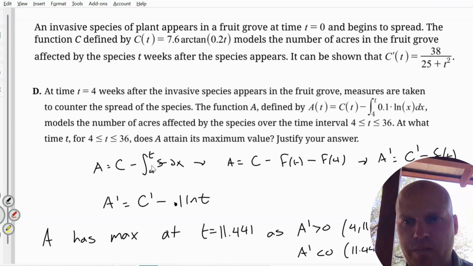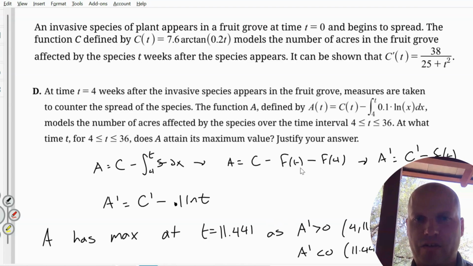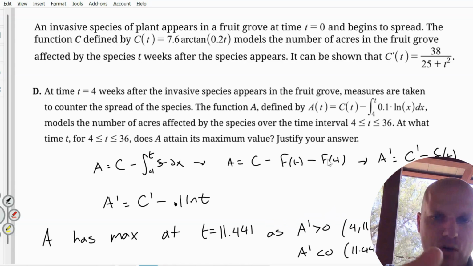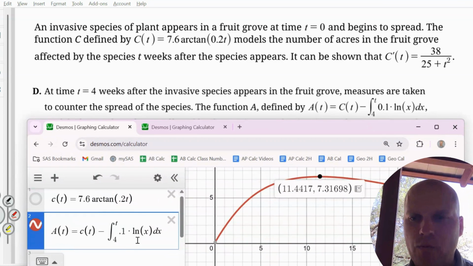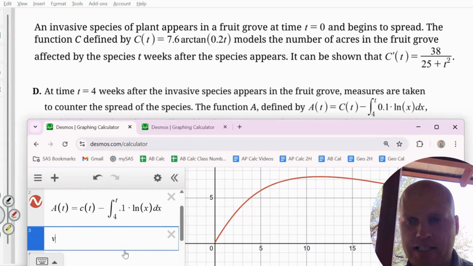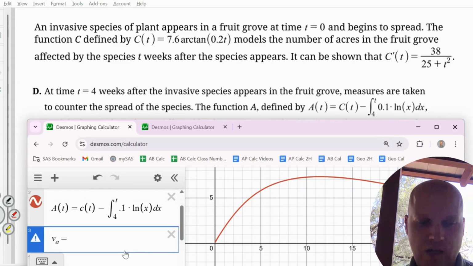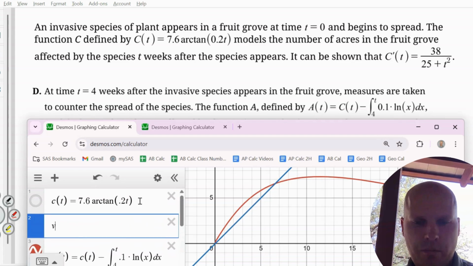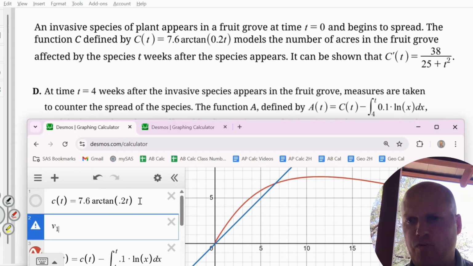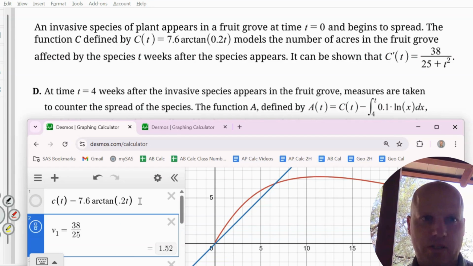It's using the second fundamental theorem of calculus, saying the accumulation of this is really like the antiderivative at t minus the antiderivative at 4. And when you take the derivative of that, you just get c prime minus the stuff on the inside with t's. So I would have actually said the velocity of A is equal to c prime, which is the velocity of c, which I will put down. Maybe this would have been a good V1, V2 situation.